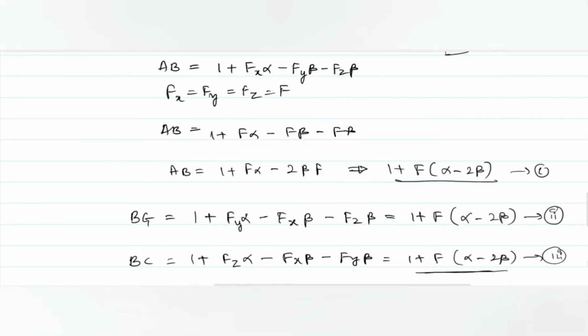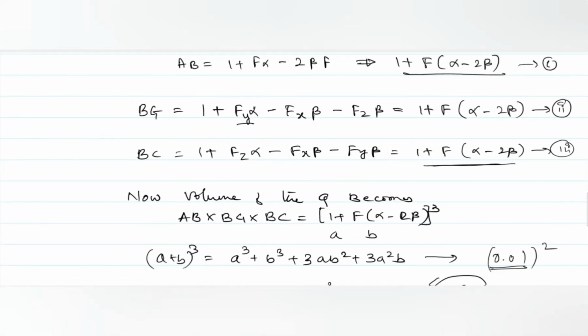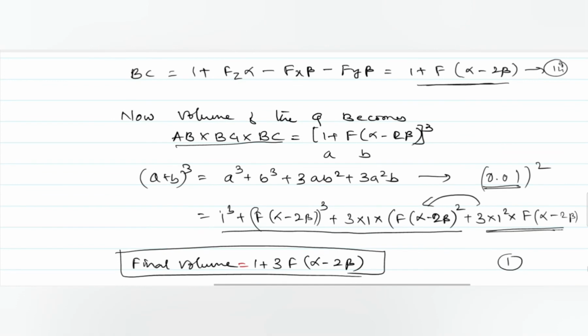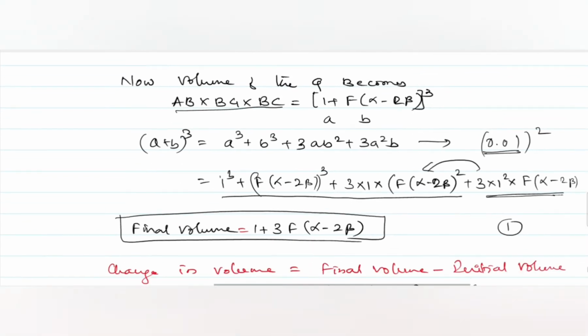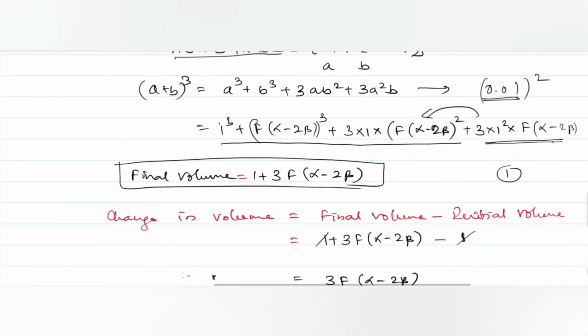And while applying the force on BG, you will get the contraction in the direction of X and Z, and then elongation will take place in the Y direction. So as well as BC. And next for volume, what changes take place, we will write AB into BG into BC. So that will give the (A plus B) whole cube formation, and then by the binomial expansion we will get 1 plus 3F into bracket alpha minus 2 beta, that is the final volume.